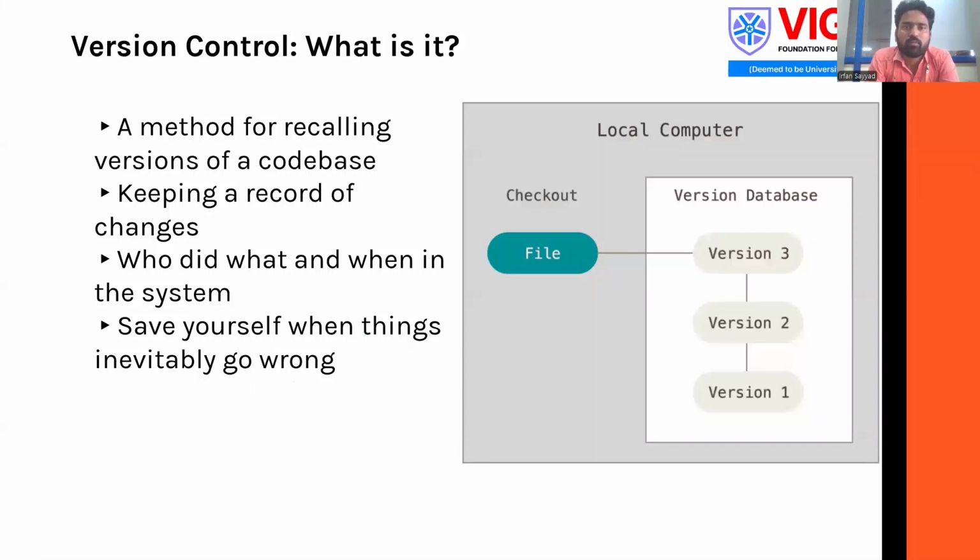So version control system, what is it? A method for recalling versions of a code base. That means the version control system keeps track of the entire data: who is doing the work, who is committing the code, who is changing it and when. It will display the particular names of who changed the code and who committed it.